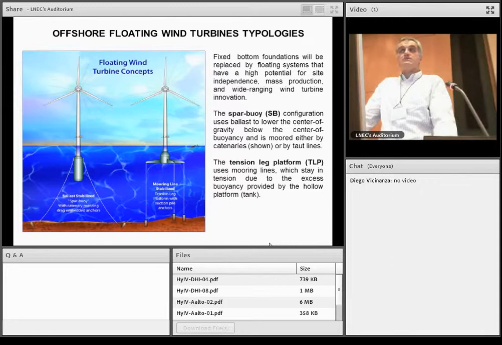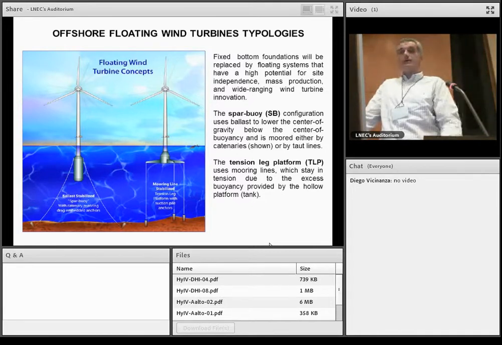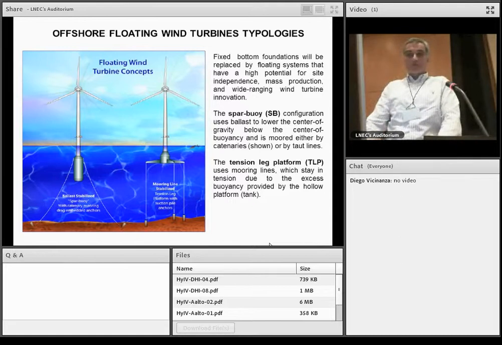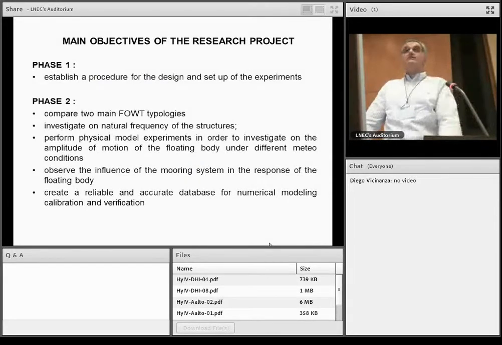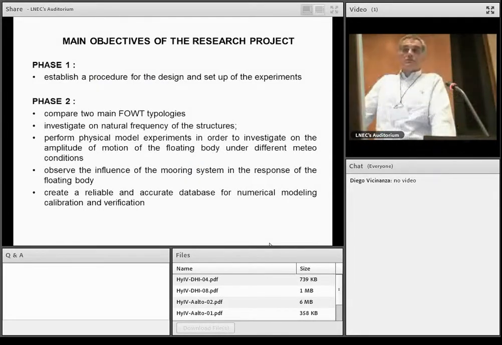Then phase two was to obtain results: compare two main floating offshore wind turbine typologies, investigate the natural frequency of the structure, then perform the physical model experiments in order to investigate the amplitude of motion of the floating body under different meteorological conditions, including the forces, the vibrations, and the accelerations. Observe the influence of the mooring system on the response of the floating body, and then create a reliable and accurate database for numerical modeling, calibration, and verification.